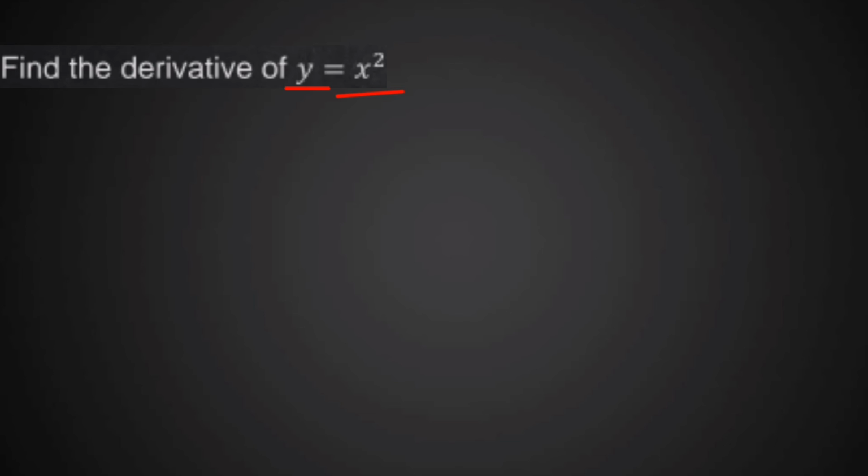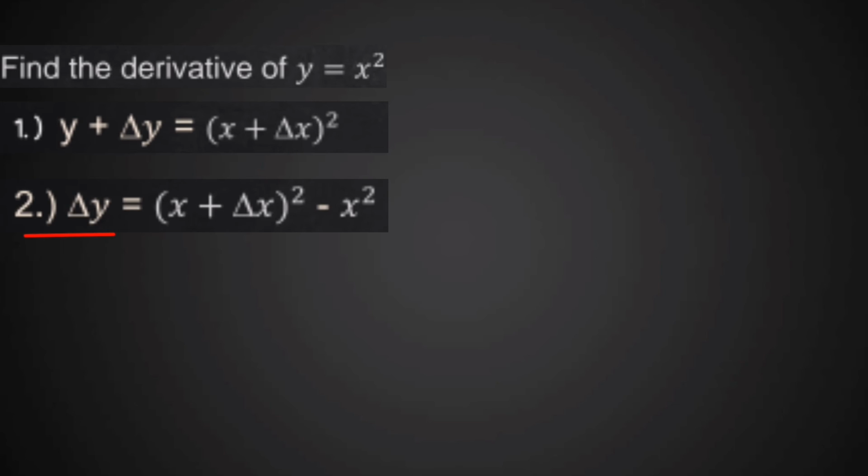Now let's use the four-step differentiation in this problem. Find the derivative of y is equal to x squared. So the first step is adding delta y to y and adding delta x to x. By doing so, we will have this expression: y plus delta y is equal to x plus delta x squared. And then you will isolate delta y and substitute x squared for y.